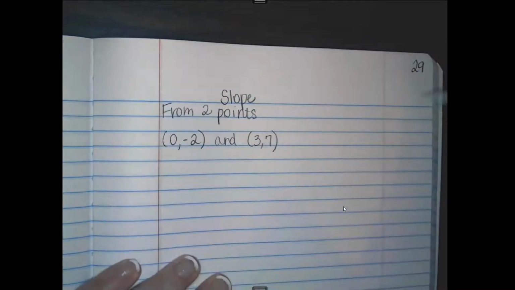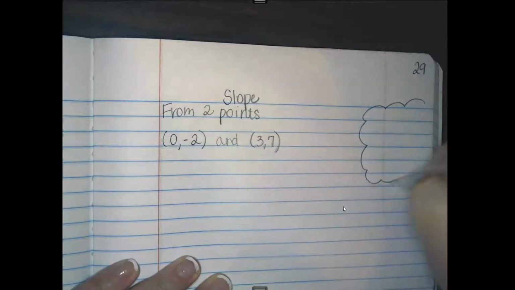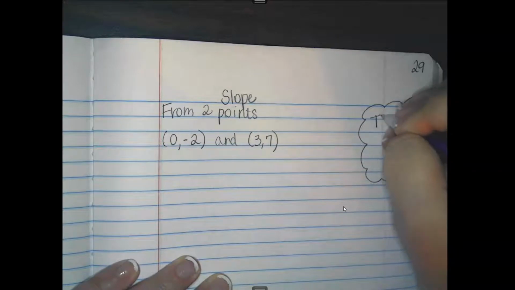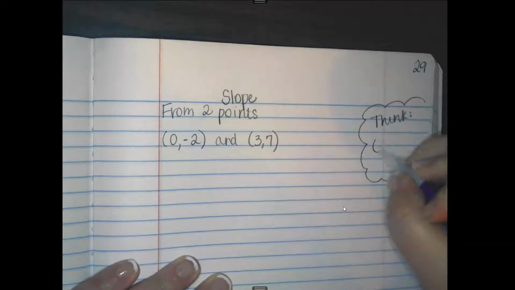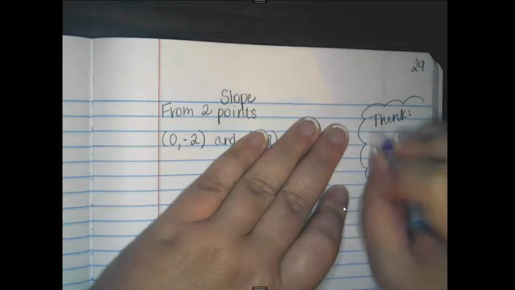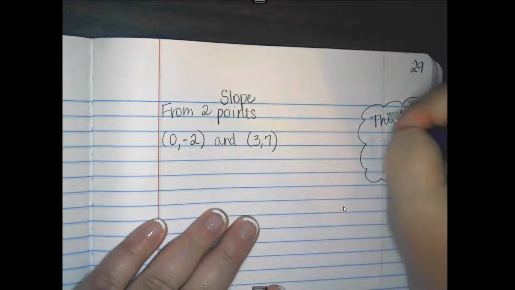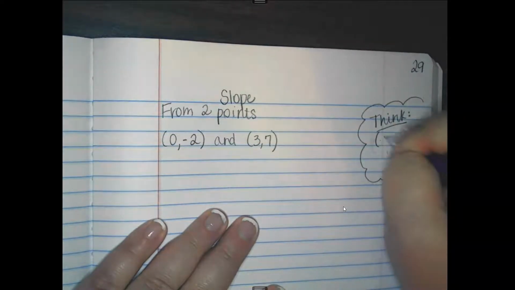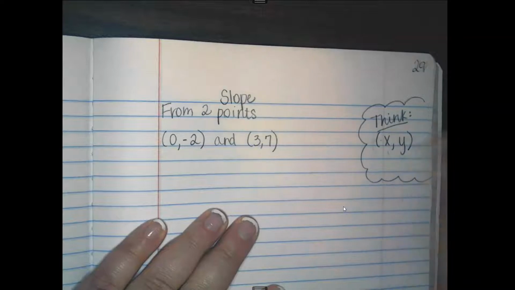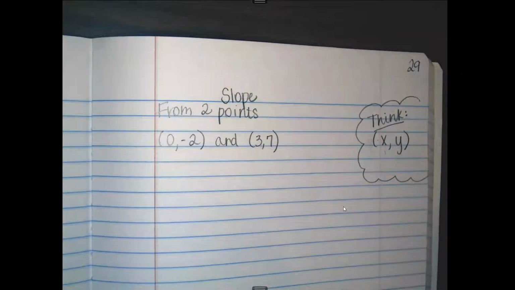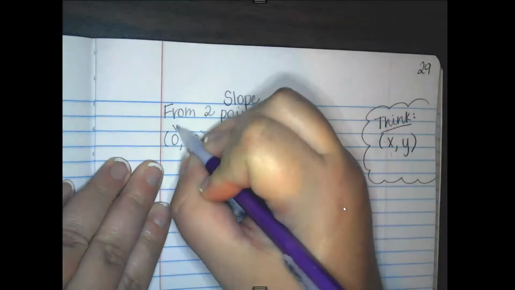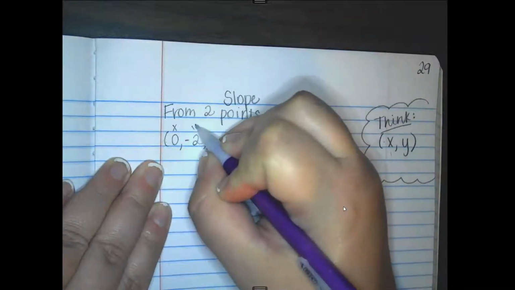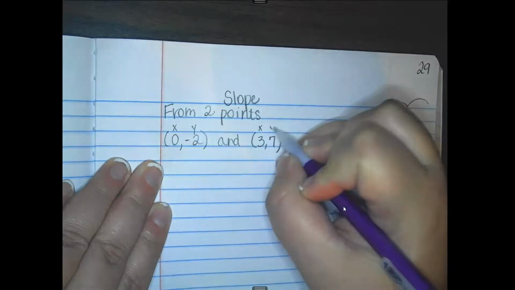So we're going to come over here and do what I like to call a little think bubble. Our coordinates are x, y. Okay? So I'm going to come above each of these and write, not very big, x and y. X and y.